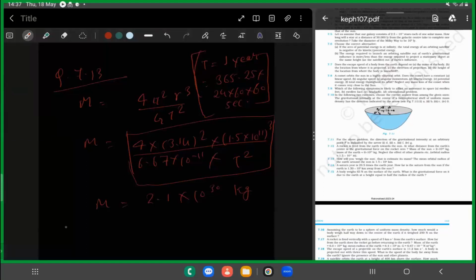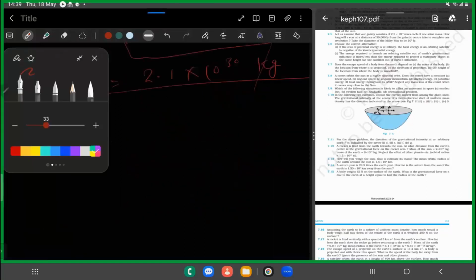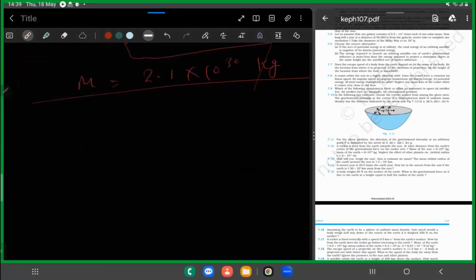So this is all about this part, and now if we move to the next question, that is 7.14. The 7.14 says that the Saturn year is 29.5 times the Earth year. How far is Saturn from the Sun if the Earth is 1.50 into 10 to the power 8 kilometer away from the Sun? This is nothing special, but a simple implementation of Kepler's law, which says that the square of the time period of revolution of the planet is proportional to the cube of the distance from the central body.